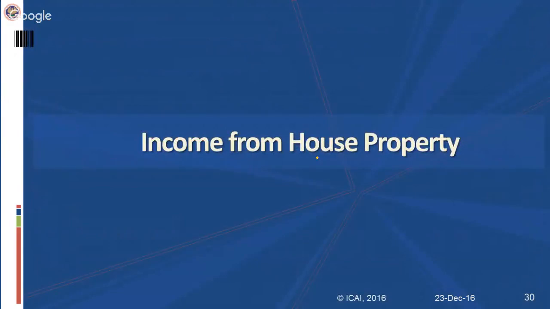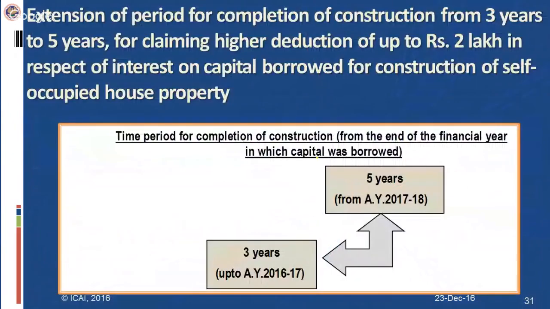Now we will take the next topic, that is, what are the amendments in the income from house property. In case of income from house property, the income is determined by bifurcating the house property as a let out or as a self-occupied property. In both the cases, you have to determine the annual value of that property. That annual value will become chargeable to tax under the head income from house property.